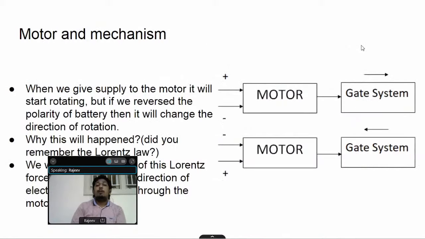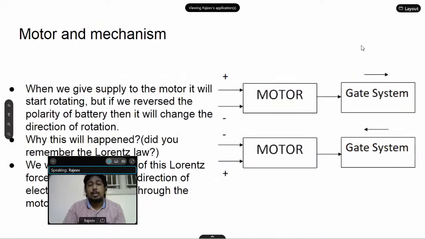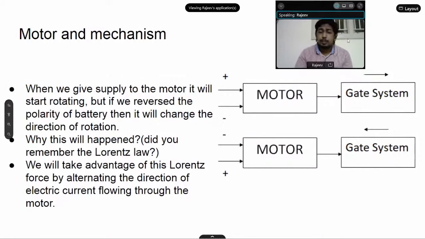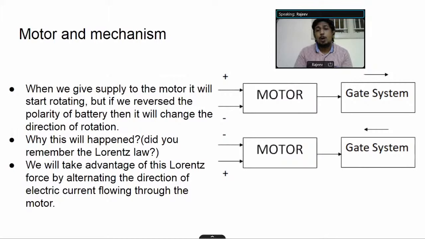Okay, next, what is the mechanism of the motor here? Whenever the power supply is given to the motor, it has positive and negative. That means whenever the power supply is given in one direction, the motor will rotate clockwise. But when the polarity of the supply changes, the motor will rotate anti-clockwise.